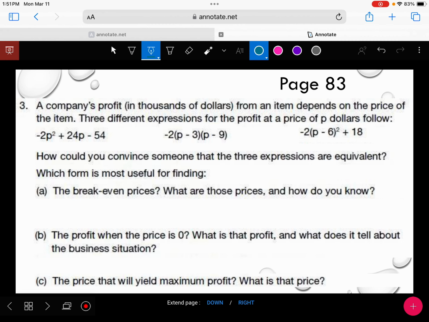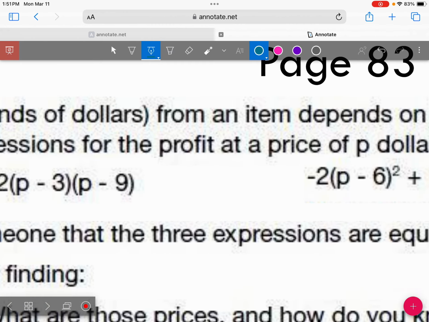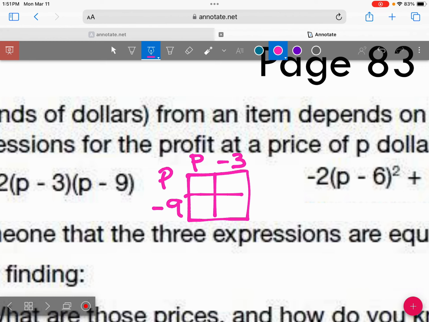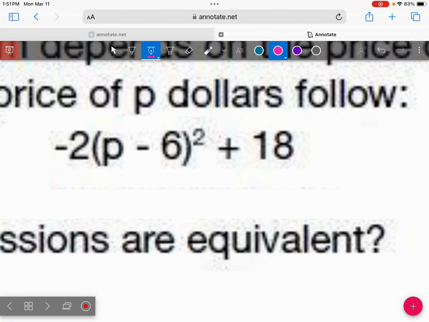We can multiply it out. We could take this guy, and when I say multiply it out, we could box it. Our P minus 3 and our P minus 9. We could do that. We've done that before. That's an algebra thing. We could multiply this one out with our same thing. We could box this one.